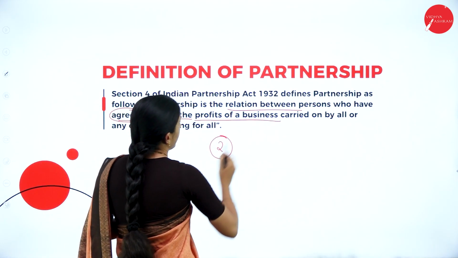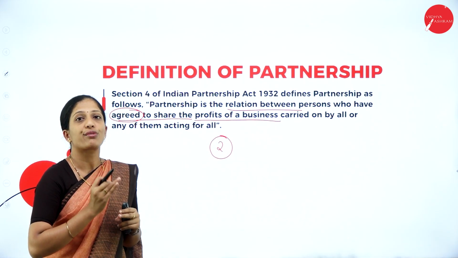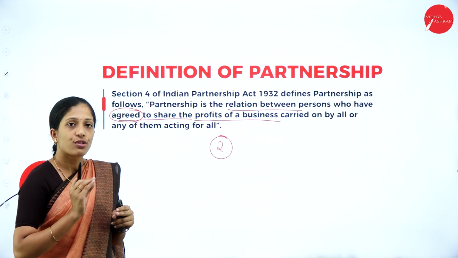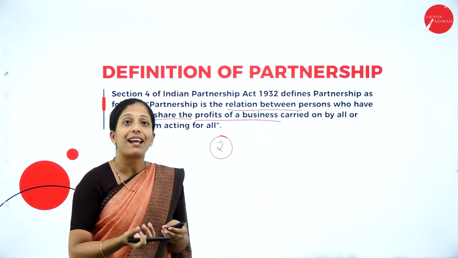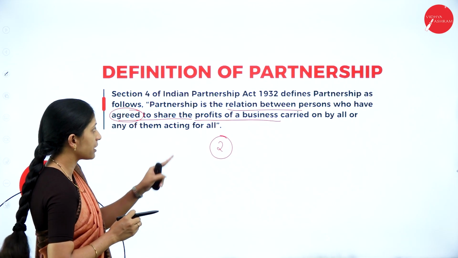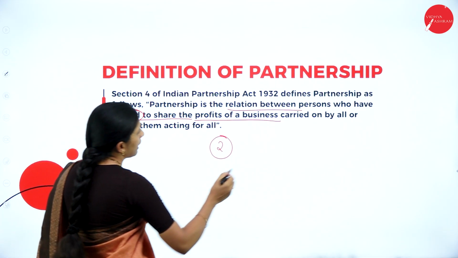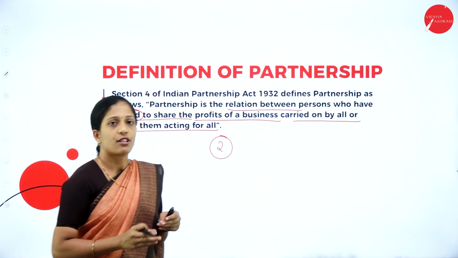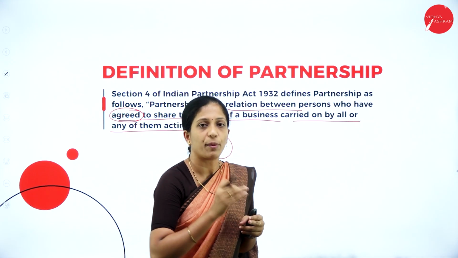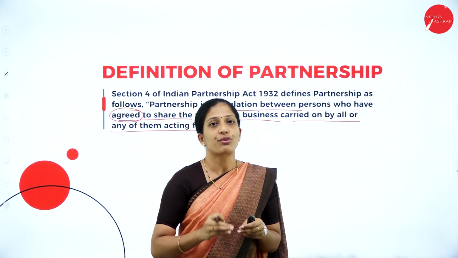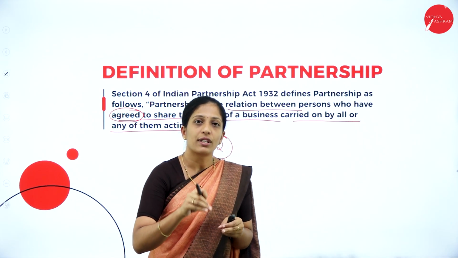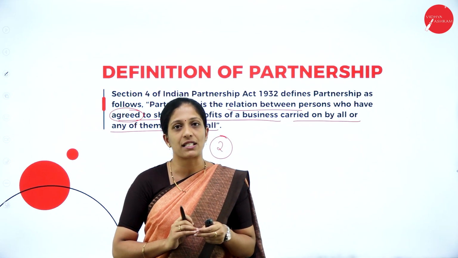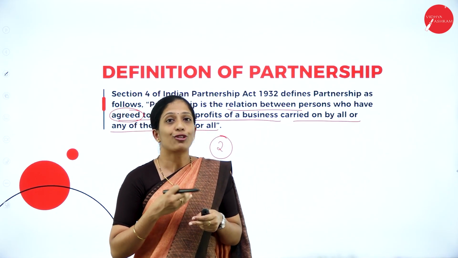So why are they making this agreement? In order to share the profits of the business, because the main intention of the business is to earn profit, correct? Being a partner of a partnership firm, he has a right to get the profit of that particular business carried on by all or any one of them acting for all. Suppose I become a partner of a partnership firm, I have the right to take decisions, I have the right to take part in the managerial activities of the business, and I have the right to share the profit and loss of the business. At the same time, my liability is unlimited.